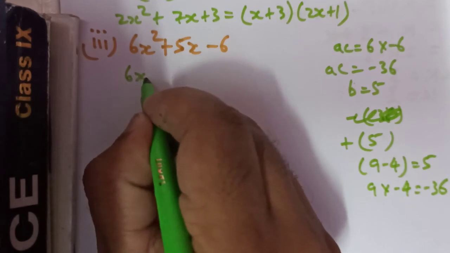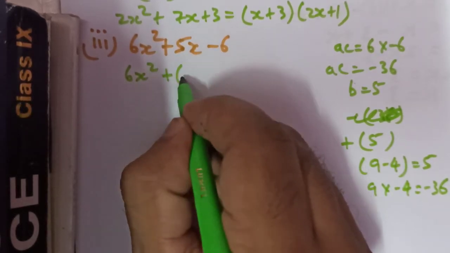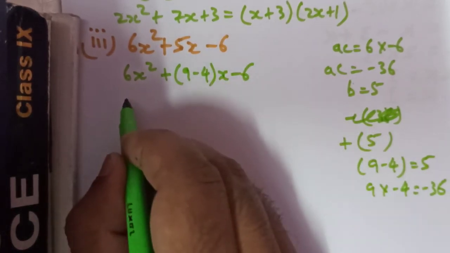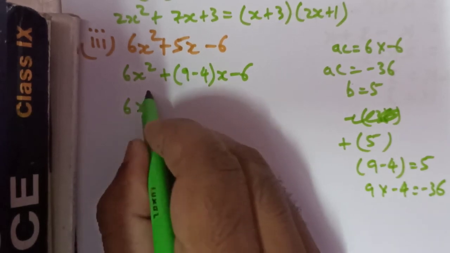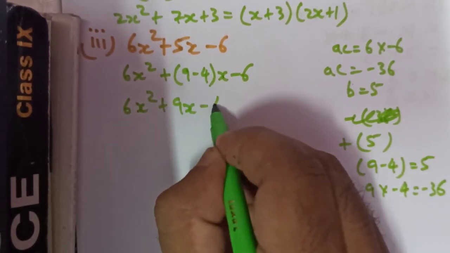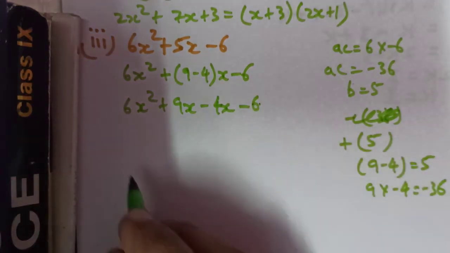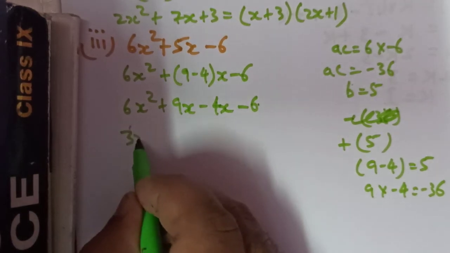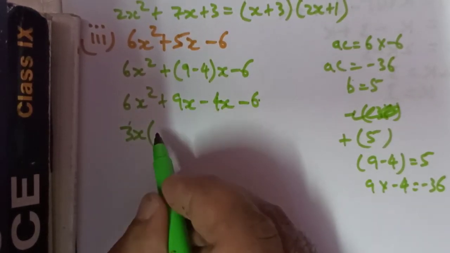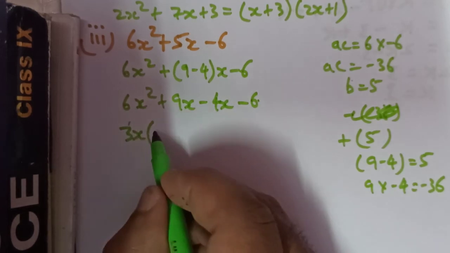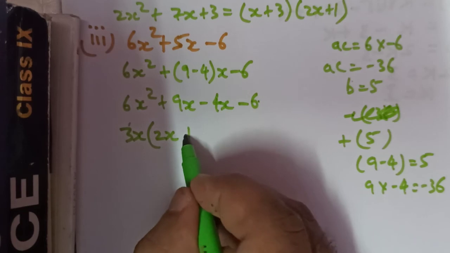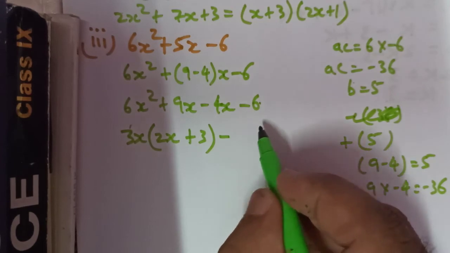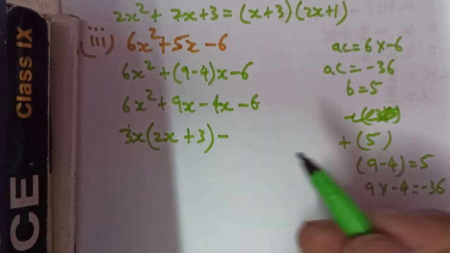So we'll write here 6x square plus within bracket 5 can be written as 9 minus 4 of x minus 6. So here it will be 6x square plus 9x minus 4x minus 6. Again, what is common between 6x square and 9x? I think 3x is the common factor. So 3x will be taken and it will be left as 3 2s are 6, so 2x will be left, and in this will be left 3. 3x times 3 is plus 9x. Here minus 4x.